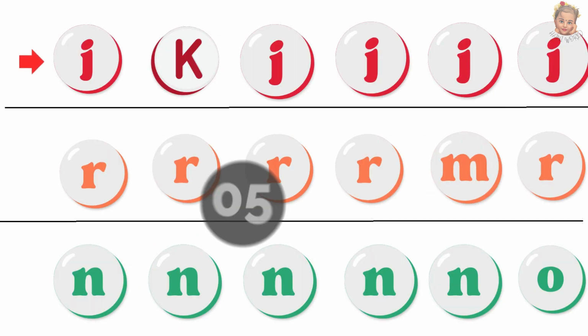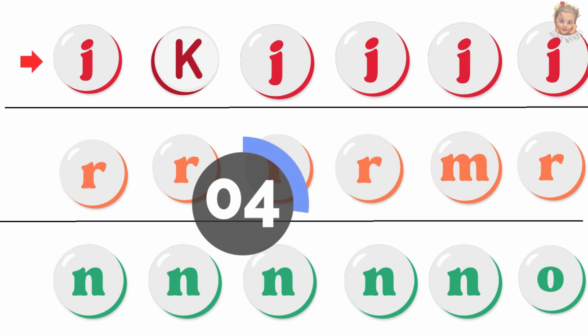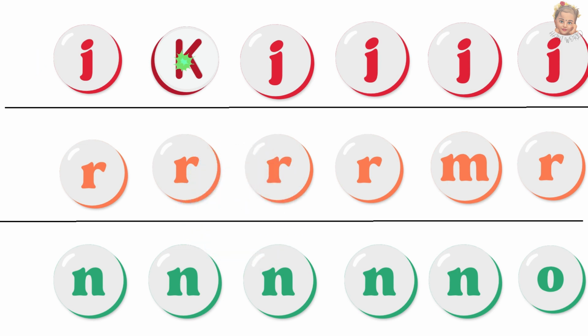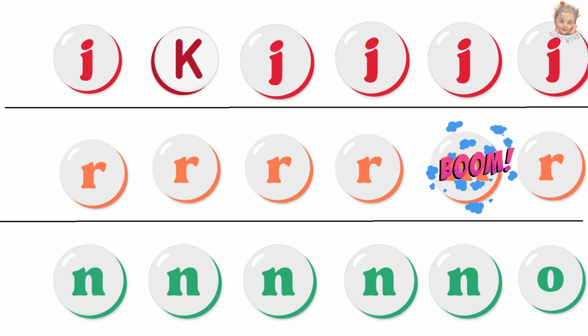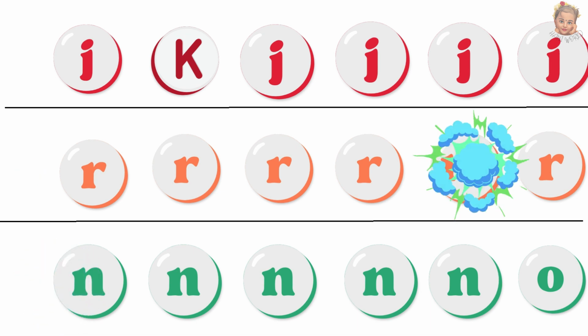Okay, next slide. We'll find out which one is the odd one in the first row. Can you kids? We'll find it out. Yes, K is the odd one out in the first row. Okay kids, we'll move on to the second row. In second row, which one is the odd one? Can you all guess it? Yes. The answer is M. M is the odd one out in the second row.